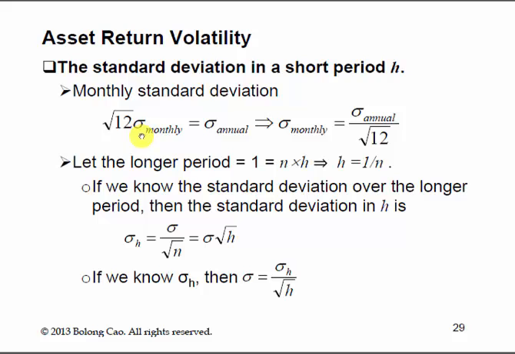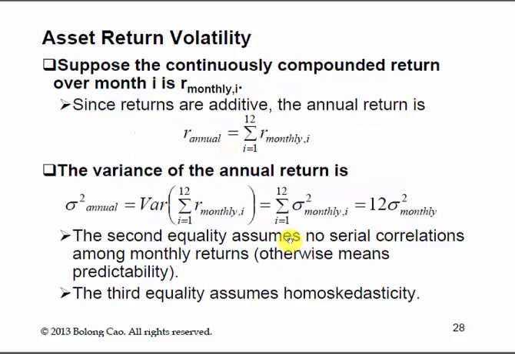So what this formula at the bottom says is exactly where we started: the square root of 12 times the short period standard deviation, sigma h, here the monthly, equals your annual, longer period standard deviation. So let's go back to our assumption: no serial correlation and homoscedasticity. As long as you know the standard deviation for some period, you can back out the standard deviation for either longer or shorter time periods.